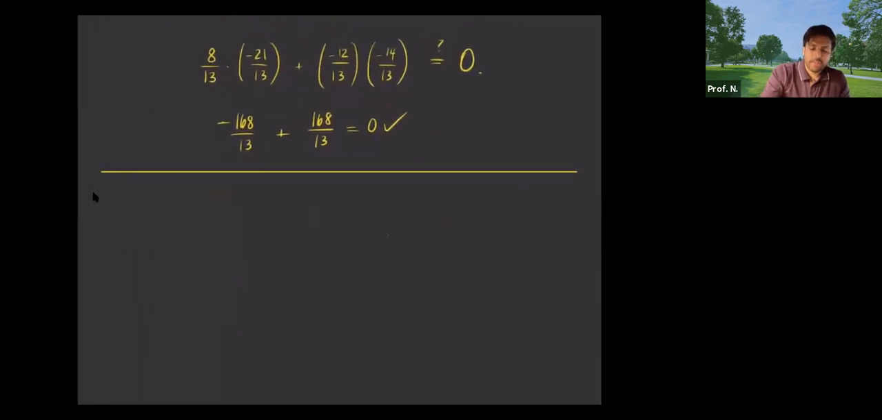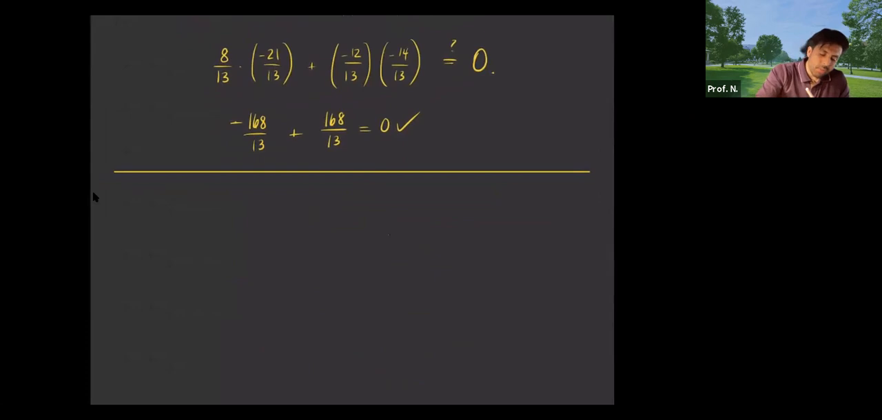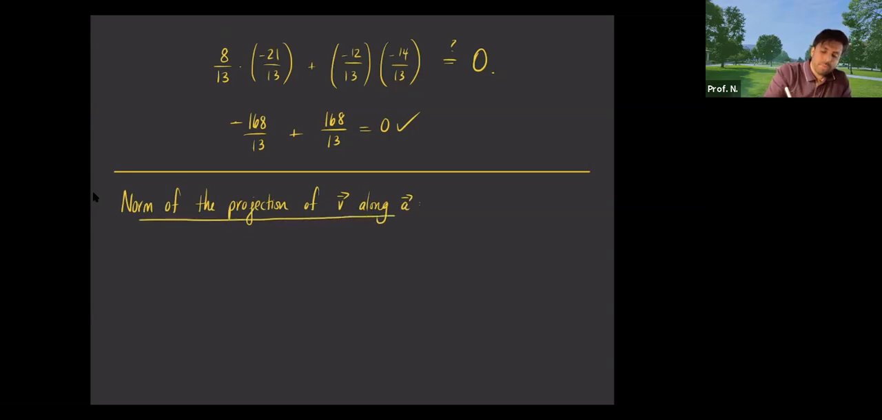Excellent. Okay. And so now, what would be the norm of the projection vector of V along A? What would be the norm?